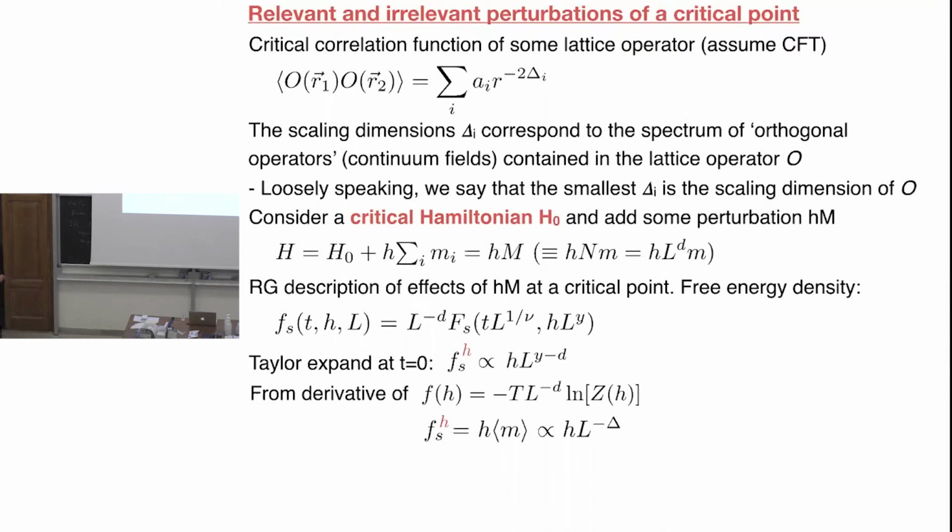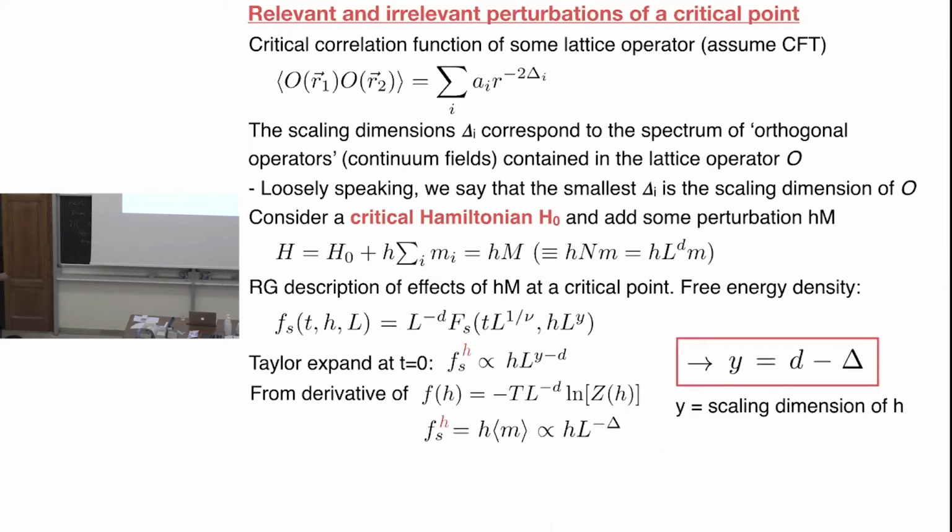So we can say that the leading effect, exactly at the critical point where this vanishes, is just h L^(y) minus d. But now we can also compute this in another way. We can just take our partition function and take derivatives. And then we will see that the free energy scales as h times the expectation value of m, and m scales as L to the minus delta. That's almost the definition of the scaling dimension, how it's connected to a particular operator. I could call that delta m maybe.